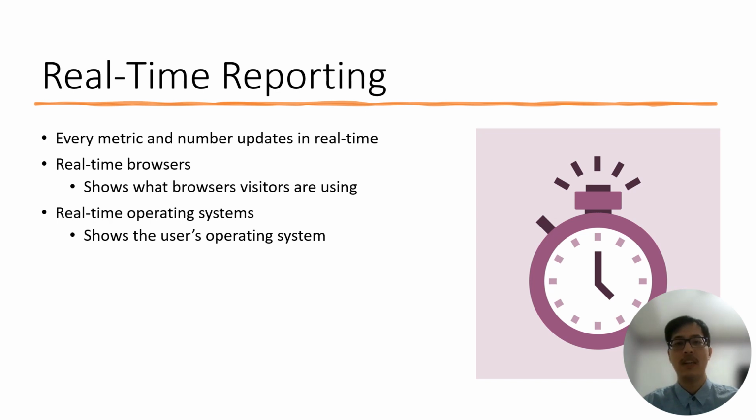This could be used to have an insight on which browsers people may have issues with in terms of loading up their website. Another metric specifically mentioned is real-time operating systems, which shows what OS the user is currently using. This could be helpful to see what OS your audience prefers when using your website.